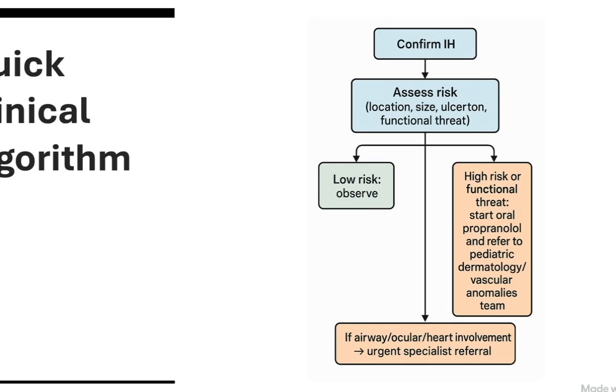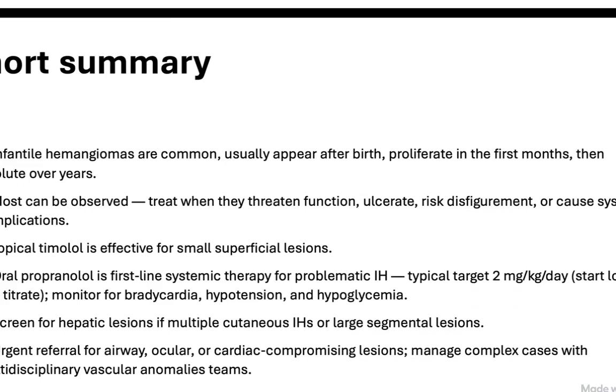So as a quick clinical algorithm, if you confirm the diagnosis of infantile hemangioma, we have to assess the risk based on the location, size, and if there is any complication. If we have only low risk, then observe, and timolol can be used in this case. But if we have a higher risk or functional threat, then we can use oral propranolol and then refer to pediatric dermatology and oncology. If there is already a very high risk like airway, ocular, or heart involvement, then an urgent specialized referral would be the best approach.